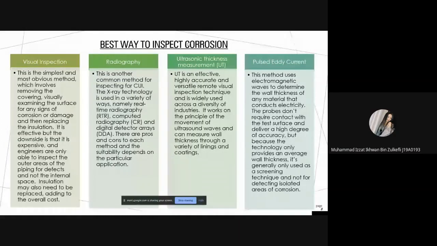Lastly, pulsed eddy current. This method uses electromagnetic waves to determine the wall thickness of any material that conducts electricity. The probes don't need contact with the test surface and deliver a high degree of accuracy. But because the technology only provides an average wall thickness, it is generally only used as a screening technique and not for detecting isolated areas of corrosion.